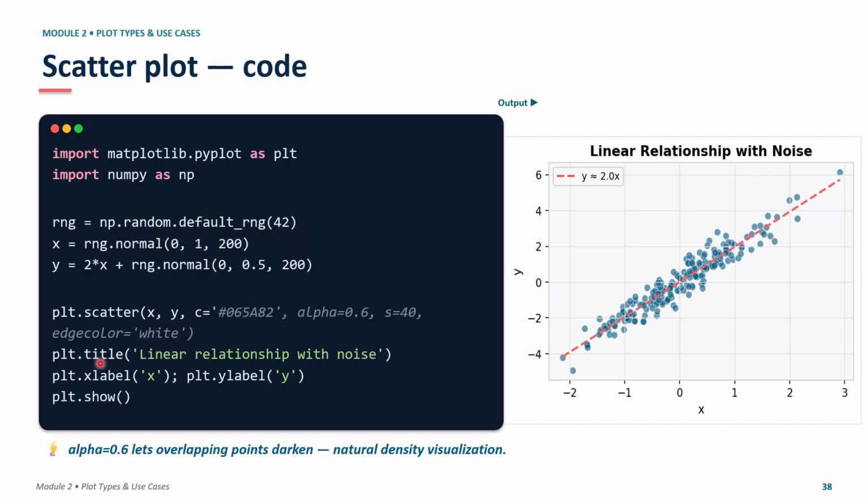Next, let us give the title for the chart and the labels for the x-axis and the y-axis. When we print it, you can see it looks very polished with the alpha value 0.6. Wherever the dots are overlapping, you can see the points are being darkened, right? So overlapping points are darkened. This is how the scatter plot is made for the variables x and y.